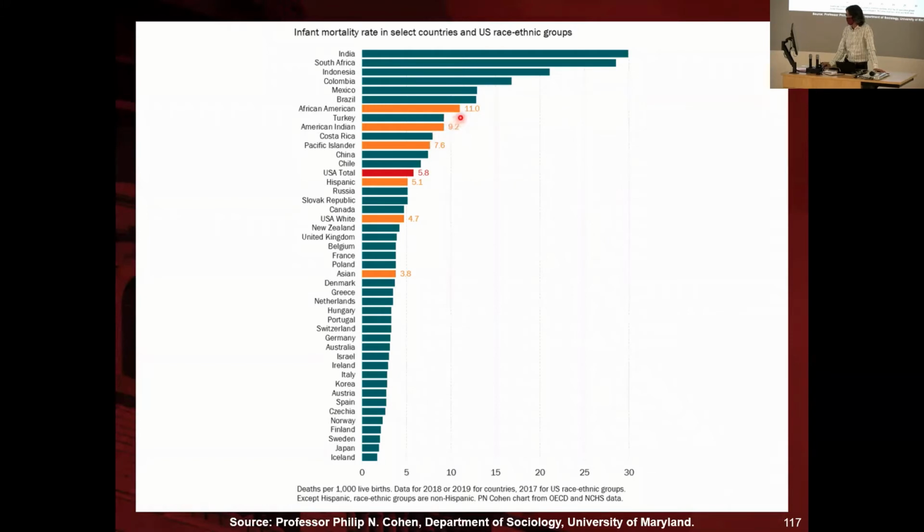If you compare African Americans to the Asian group, infant mortality is around 3 to 4 times higher. Like if it's here around 4 and he's around 12, okay?